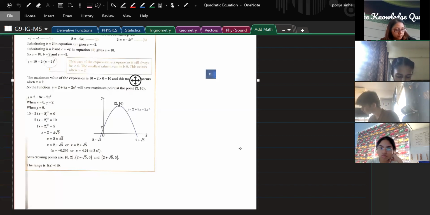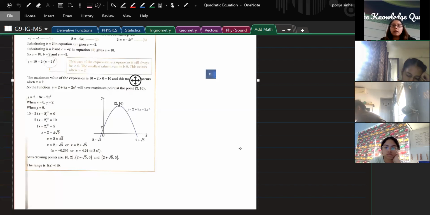So one value is 4.23, and the other value is... 1 second. Minus 0.23. Perfect answer. Very good. Now, Shamik, you found out so many things already, right?